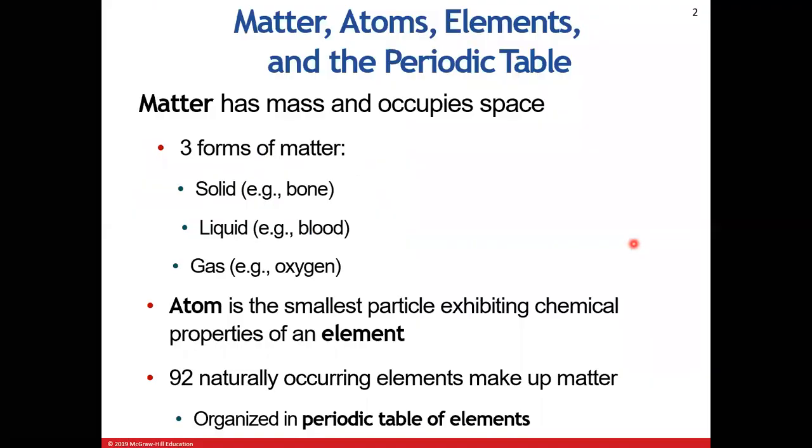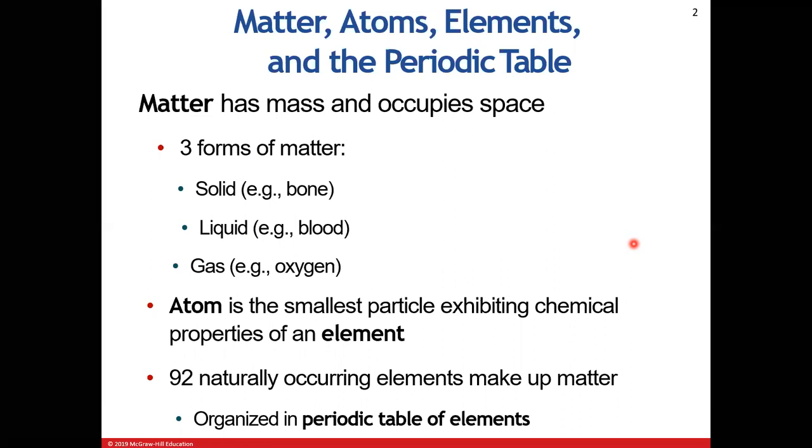So as we get into chapter 2 then, we are looking at a little bit more chemistry. One of the things we look at is the basis of chemistry, and that's going to be matter, atoms, elements, and the periodic table. One of the first things we have to do is understand what matter is. Matter is anything that has mass and occupies space. And there are three forms of matter: a solid, a liquid, and a gas.